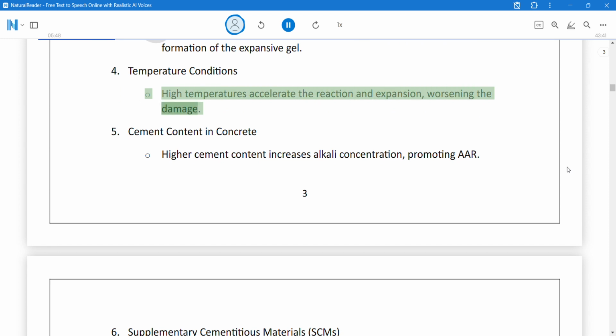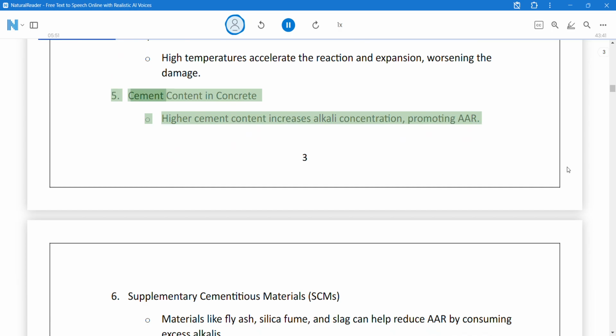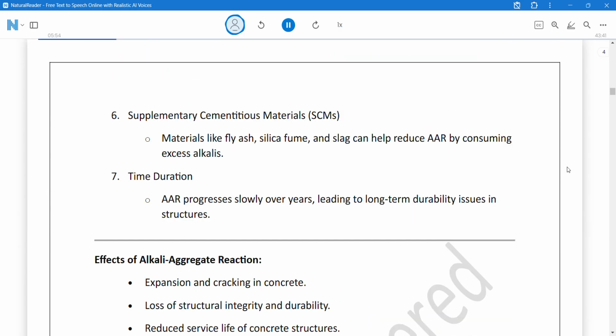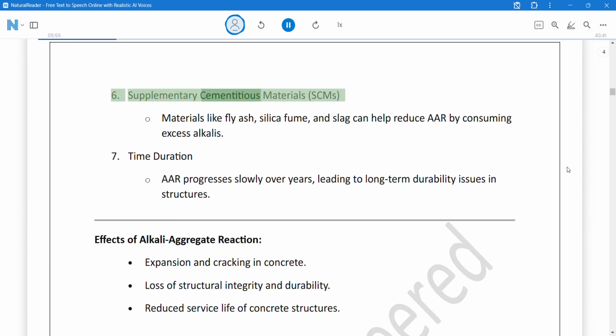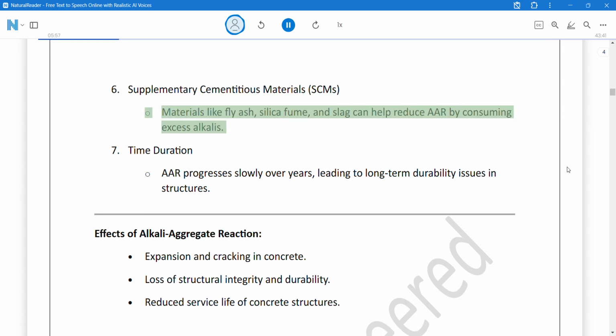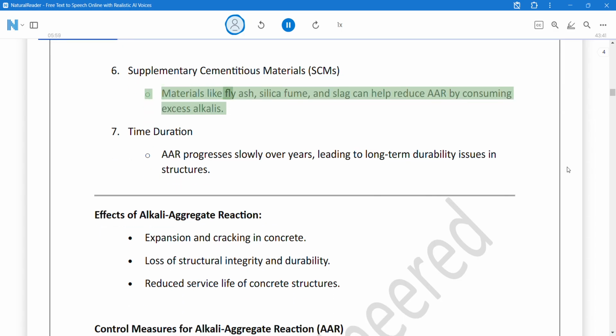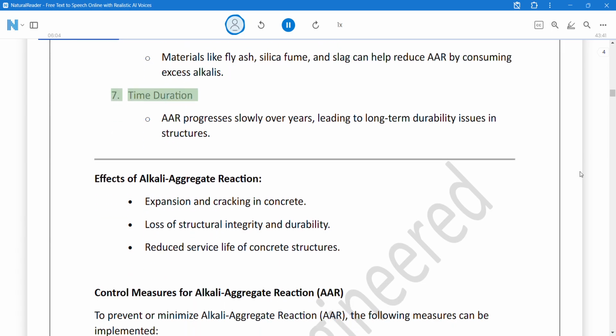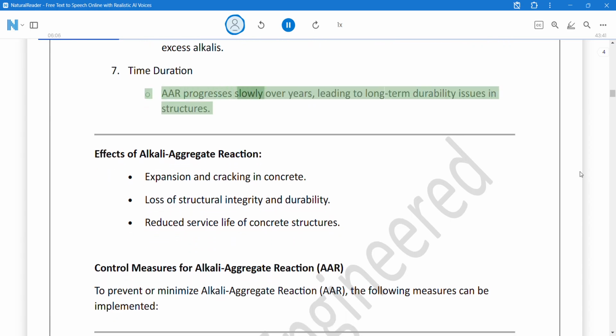5. Cement content in concrete. Higher cement content increases alkali concentration, promoting AAR. 6. Supplementary cementitious materials. Materials like fly ash, silica fume, and slag can help reduce AAR by consuming excess alkalis. 7. Time duration. AAR progresses slowly over years, leading to long-term durability issues in structures.